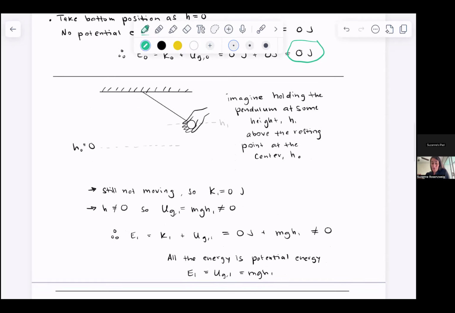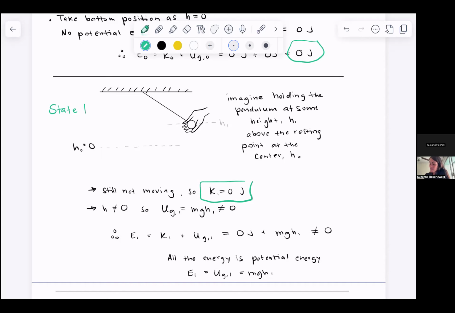While we're holding it there and preparing to release it, let's call this state 1, it's still not moving. So K sub 1, which is the kinetic energy in this state, is 0 joules, because we're holding on to it. We haven't released it quite yet.